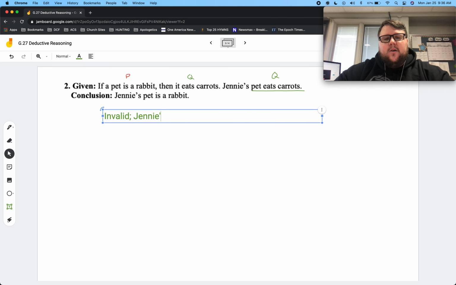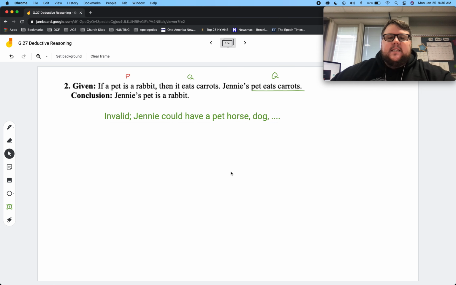Jenny could have a pet horse. A pet horse. She could have a pet dog. My dogs like carrots. I don't know if any cats eat carrots, but she could have a cat if a cat eats carrots. Whatever animal eats carrots, Jenny could have that animal as a pet. So it doesn't necessarily have to be a rabbit.